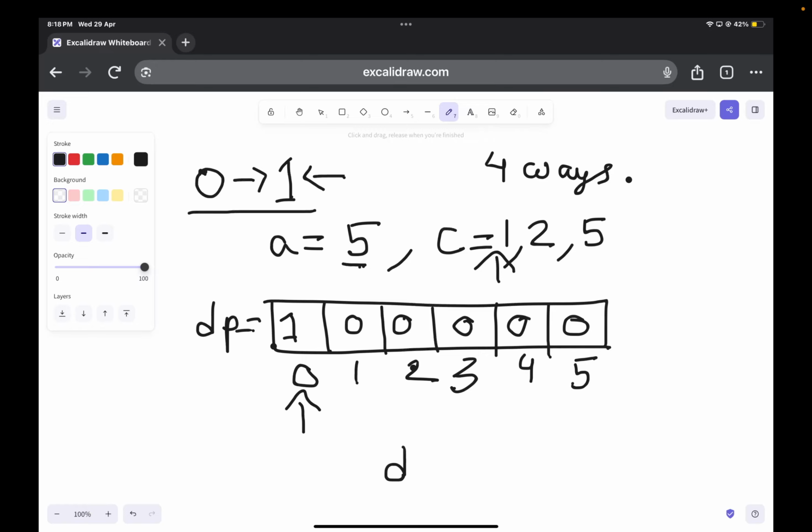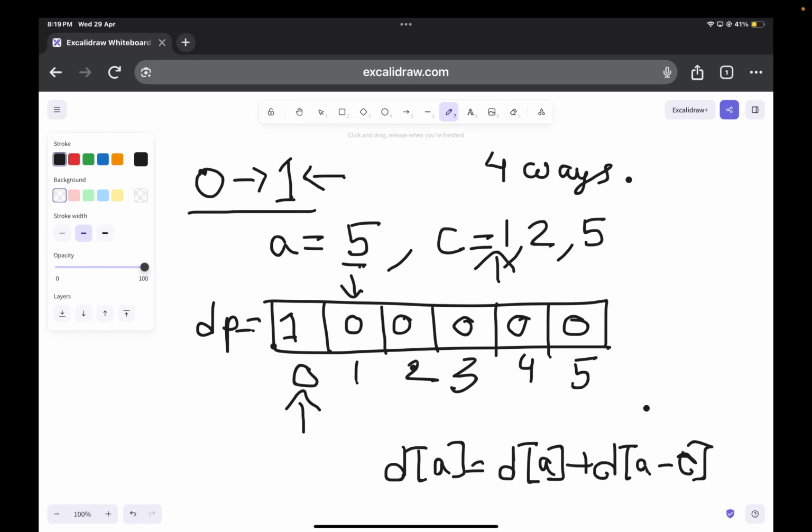So my formula is dp of that amount equals dp of that amount, the previous value, plus dp of amount minus coin. This is the formula. What do I mean by that? Observe here. First of all, let's say I can change the amount 1. I can't change amount 0 by coin 1. But if I have coin 1, I can change the amount 1, right?